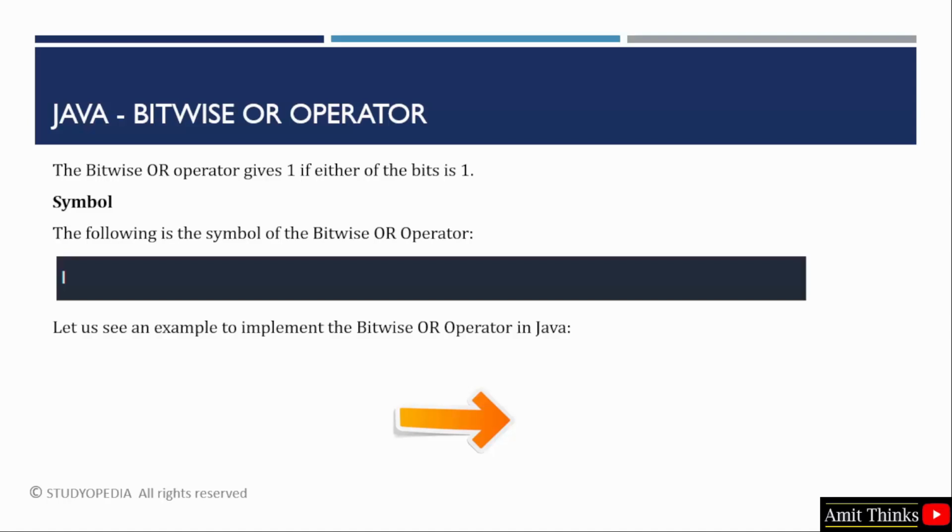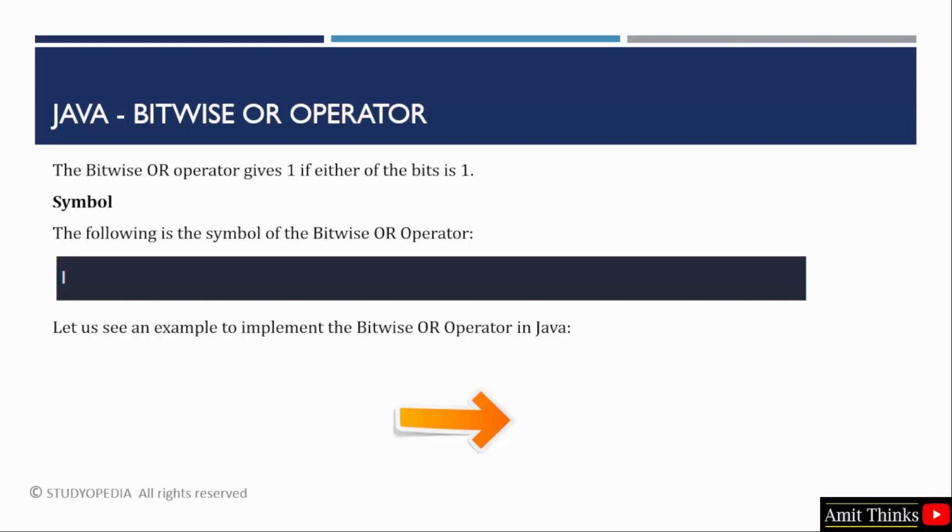Now we have the bitwise OR operator. It gives 1 if either of the bits is 1. We also saw the OR operator in the previous lesson. It worked on the same concept, in which, from A or B, if either of the values was true, it returned true. Here, since we are working on bits, the bitwise OR operator gives 1 if either of the bits is 1. The following is the symbol of the bitwise OR operator.